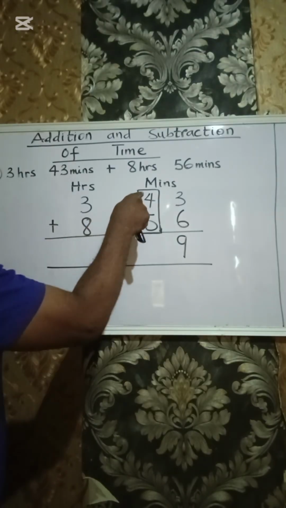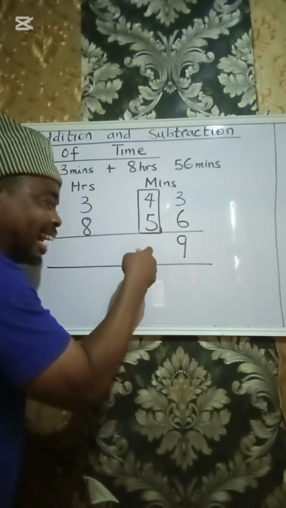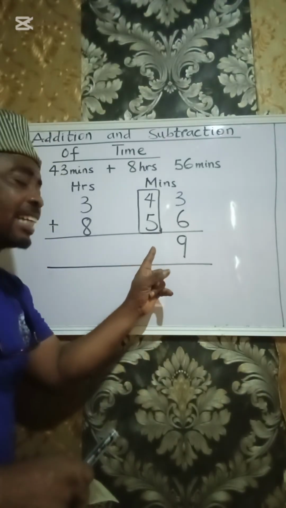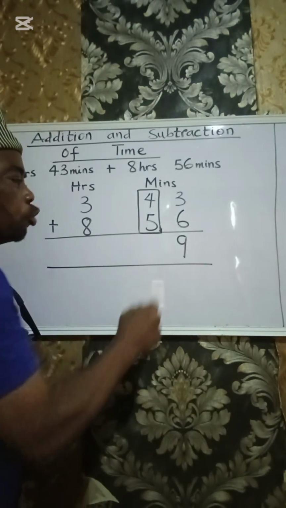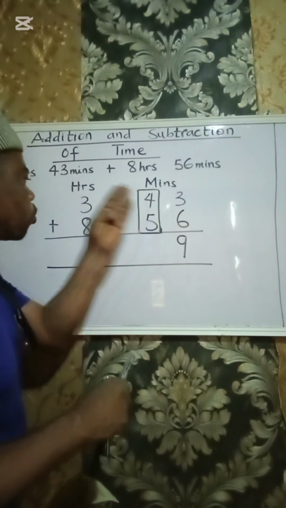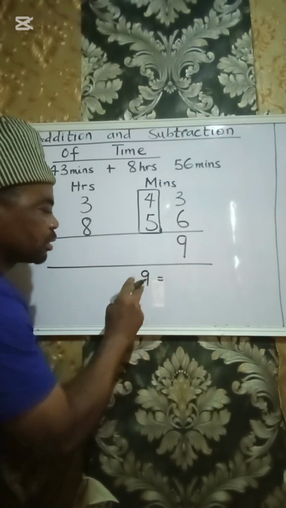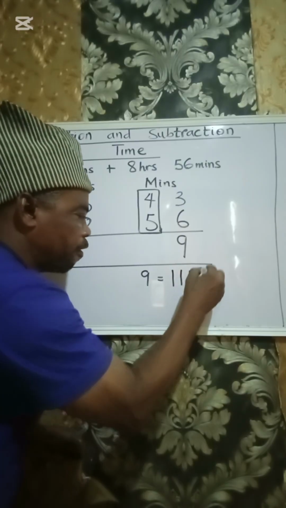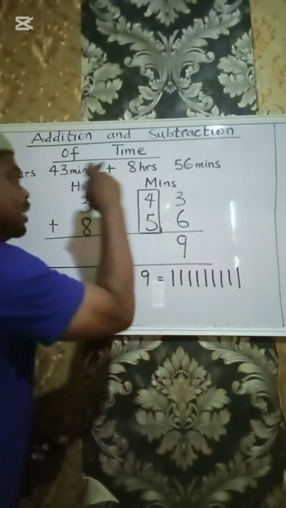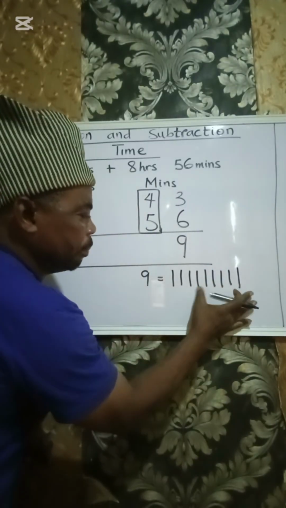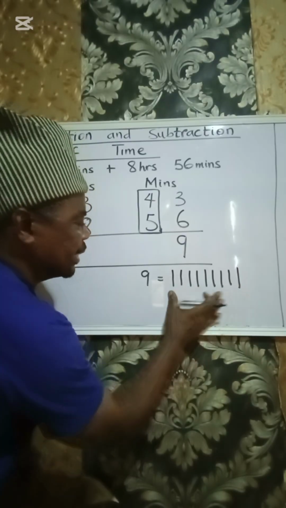So look at it. We are adding. When we add 4 plus 5, it gives us 9. 9 cannot enter here because the biggest digit that can come here is 5. Now what are we going to do, knowing fully well that 60 minutes make 1 hour? Out of that 9, why can't you just count this 9? 1, 2, 3, 4, 5, 6, 7, 8, 9. Pick how many 6 you can see here and take it to the hour, because 60 minutes make 1 hour.